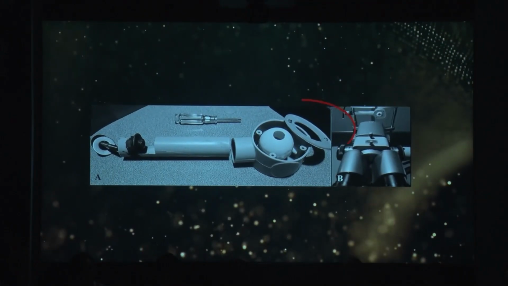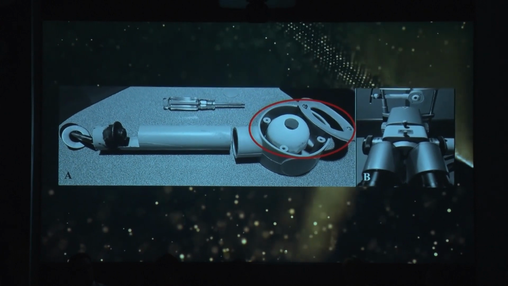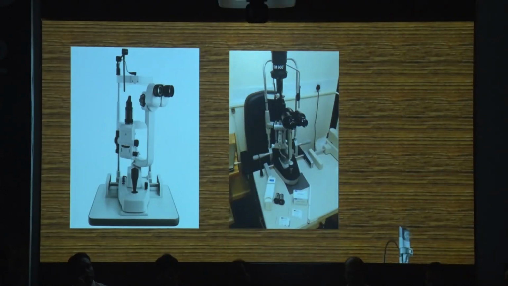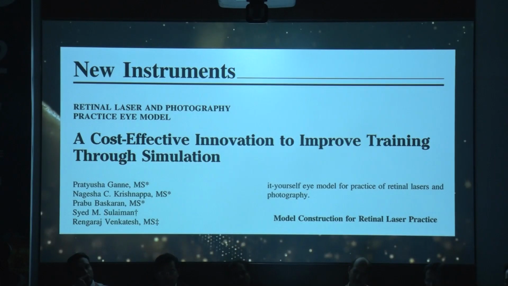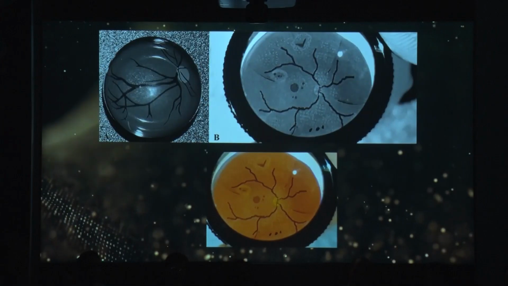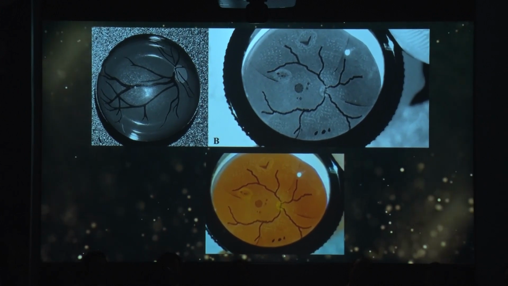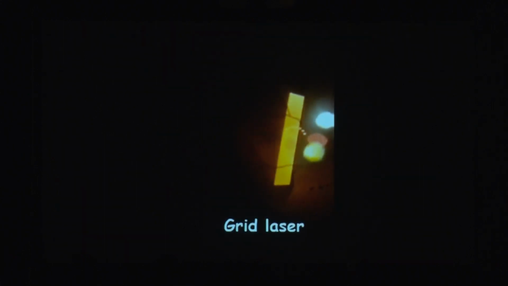A discarded electrical junction box with a hole in the lid and the plastic tube at the other end attached is used. It is very cost effective and the burns produced resemble those on human retina, and power settings are comparable to real life scenario. Focal, grid, barrage lasers can also be practiced on the same.